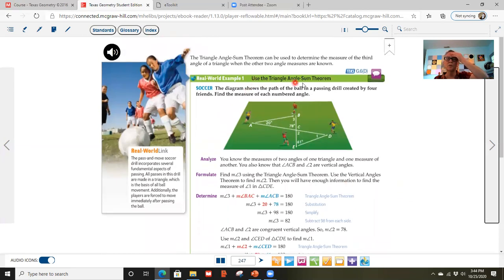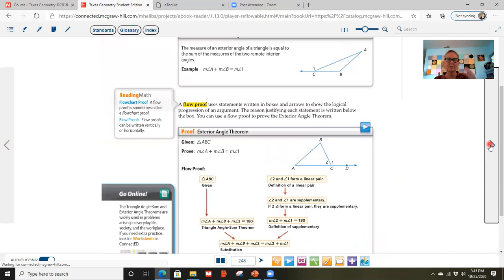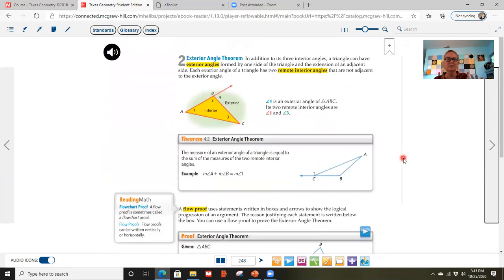Here's an example where you use the triangle angle sum theorem, and basically they've got a couple of triangles connected. I have some other examples I'm going to go over instead. I can let you look at that example if you decide to read the book on your own to get more information out of this.